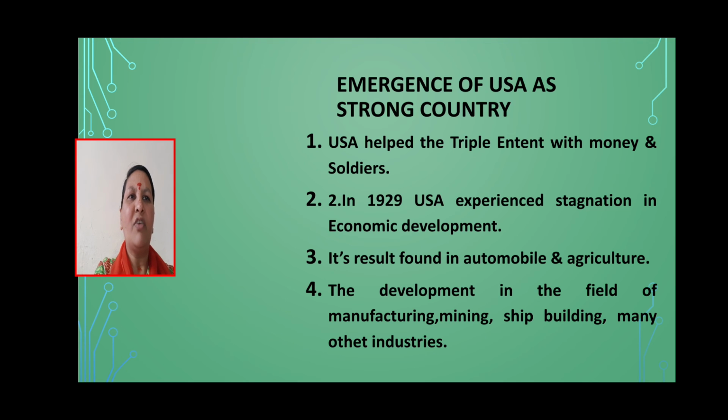Next, the emergence of USA as a strong country. First, USA helped the Triple Entente with money and soldiers. Second, in 1929, USA experienced stagnation in economic development. Third, its result was found in automobile and agriculture. Fourth, the development in the field of manufacturing, mining, shipbuilding and many other industries.